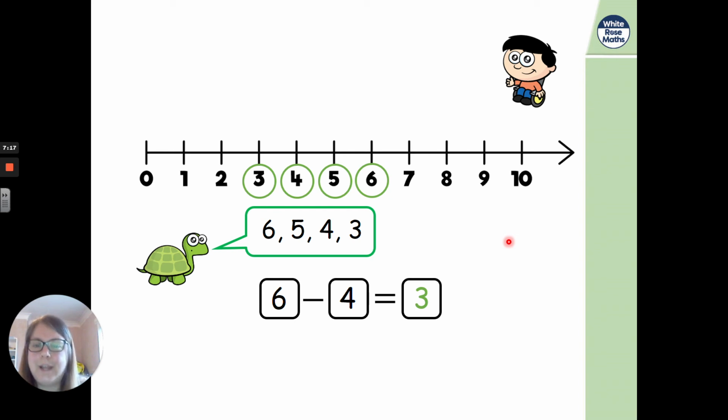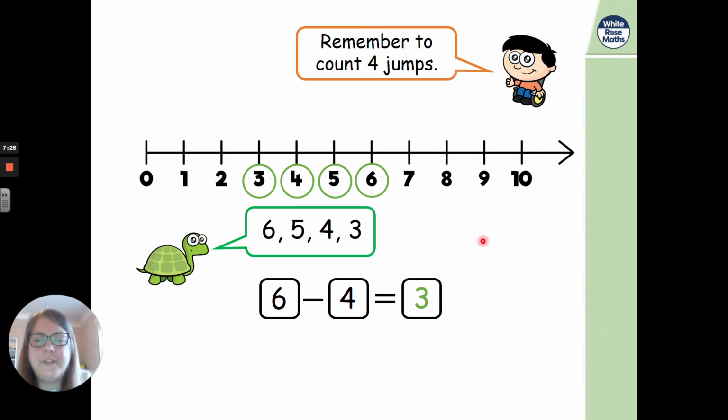He started counting at 6, didn't he? He's made that terrible mistake that we talked about at the beginning. You cannot count the number that it says here. He hasn't counted his jumps. Let's see if Tiny can do it again. Look, the little boy's telling him, remember to count 4 jumps.